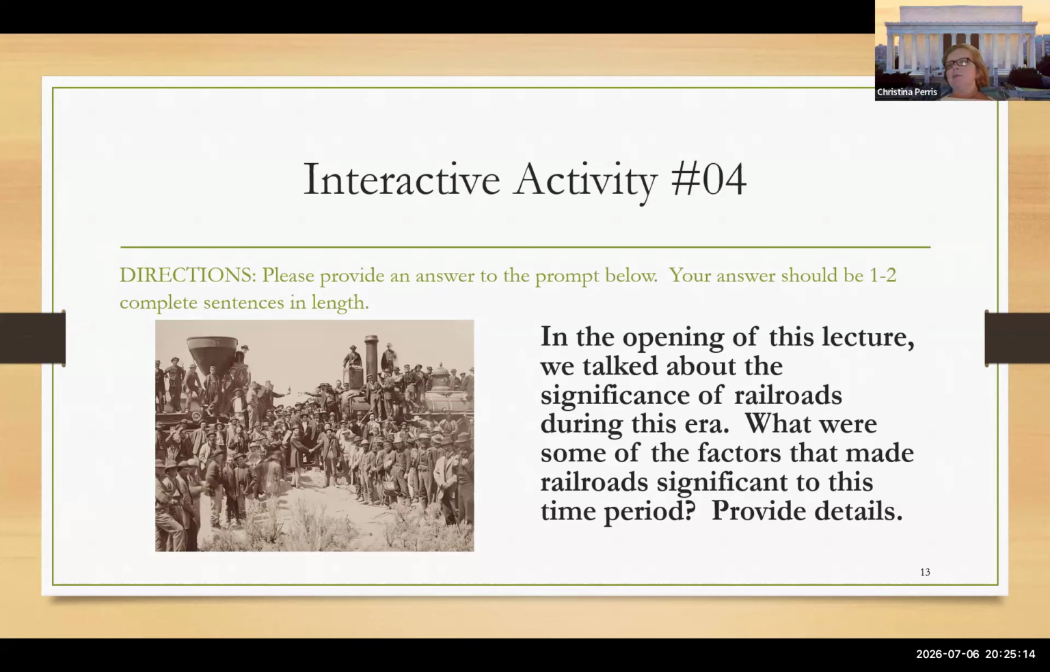I was wrong with the interactive number 3. It's number 4. You're right. This is right. So number 4.